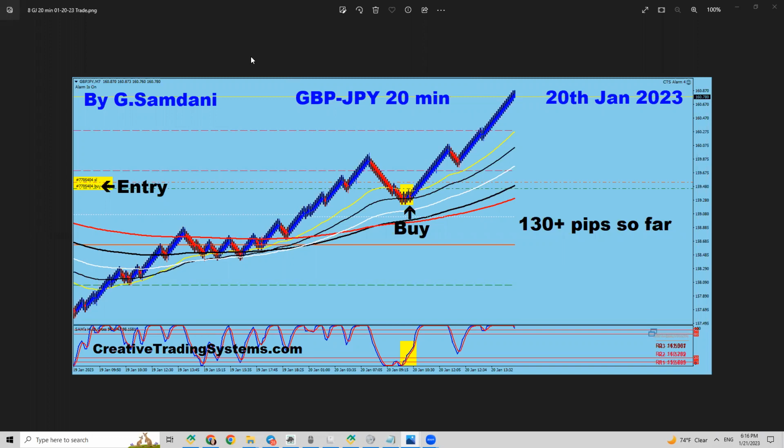US dollar index forecast for the next week. So let's get started. First, the trades taken last week.